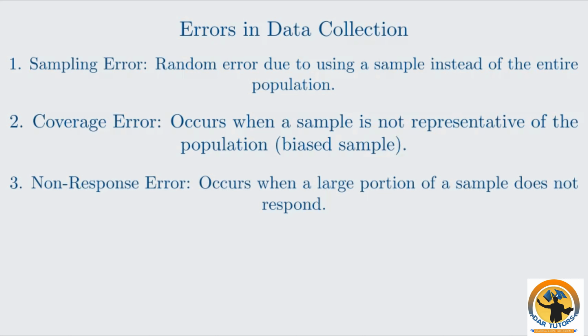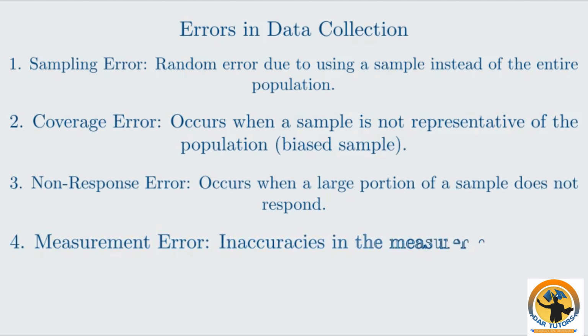Finally, we have measurement error. This refers to inaccuracies that occur during the actual data collection process. This can be caused by faulty measuring devices, unclear or biased survey questions, or even human error in recording data.